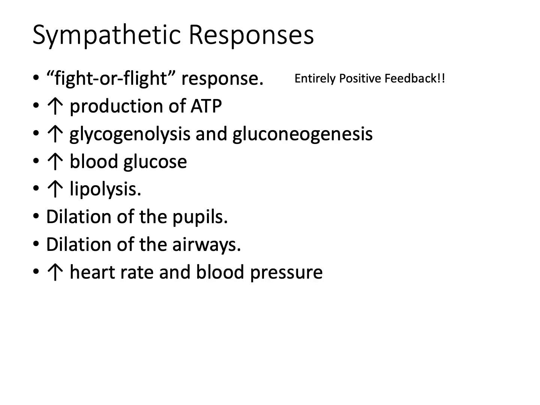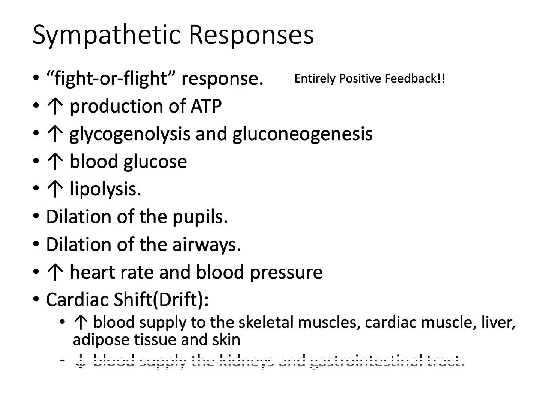We're going to see an increase of heart rate and an increase of blood pressure. This increase of heart rate and increase of blood pressure is due to the sympathetic response, which causes a cardiac shift and cardiac drift. The cardiac shift and cardiac drift leads to a change in where blood is flowing and a subsequent secondary change of heart rate. We see an increase of blood supply into the working skeletal muscles.